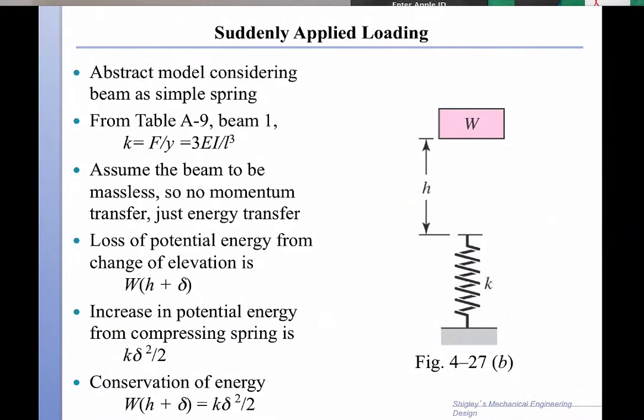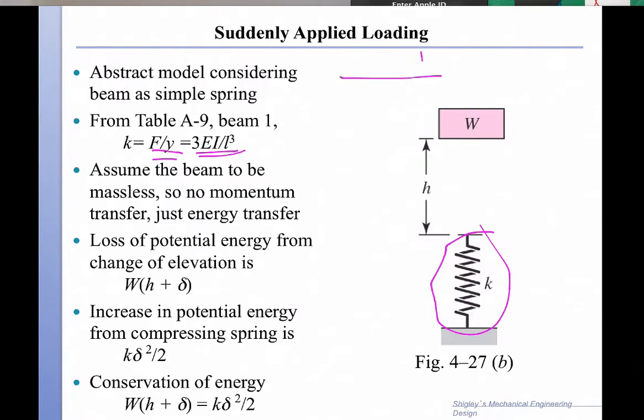So let's consider a spring. A beam is like a spring. So this is a simple case. And the beam, let's say, has an effective stiffness K. If you have a certain beam, then you find the effective stiffness, which is F over Y. Okay. So in this case, we have a beam.